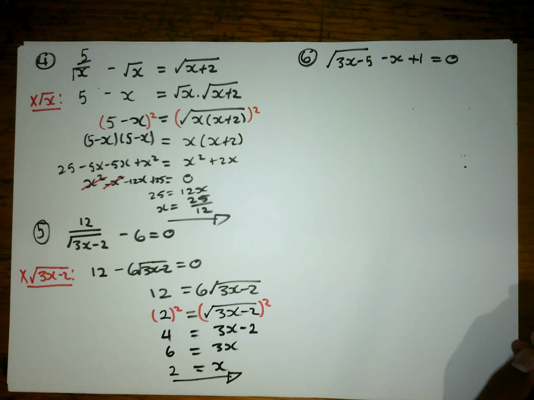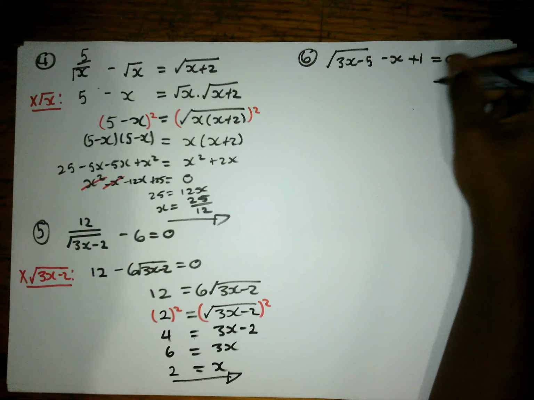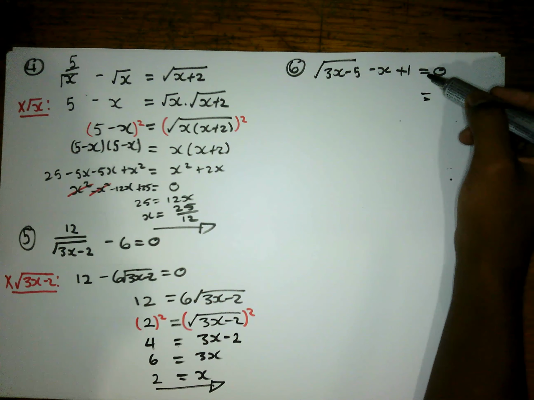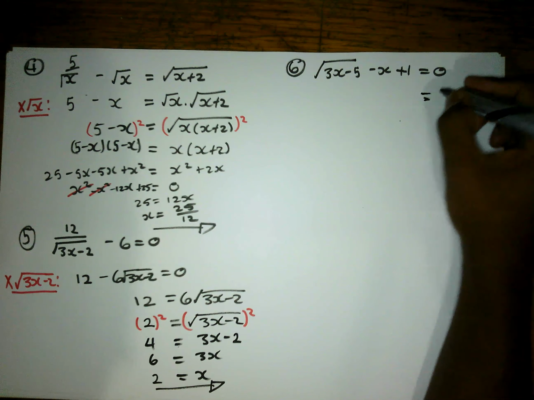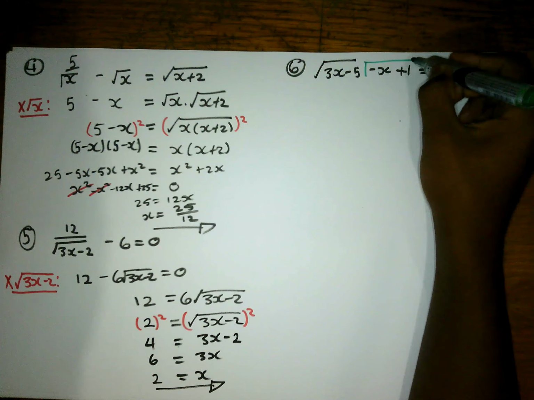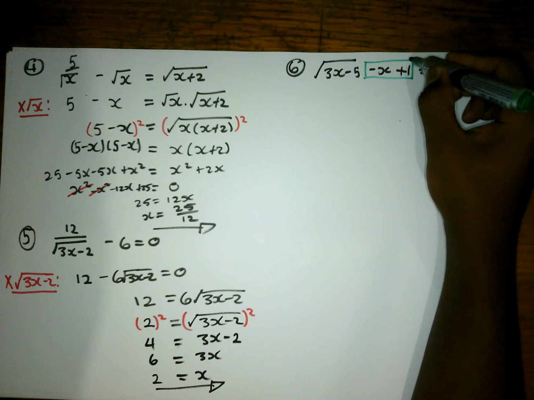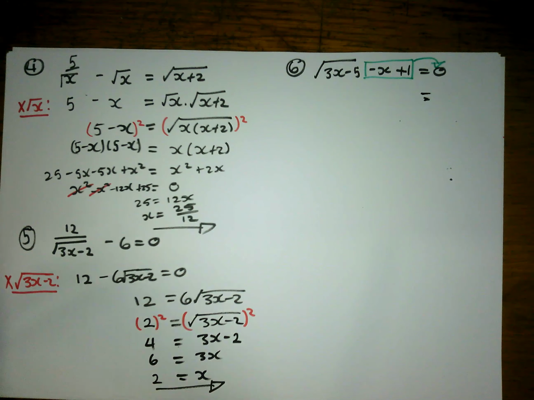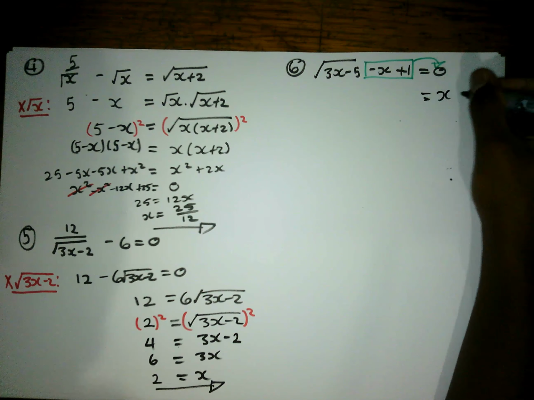So now for this last one here, we don't do anything right now. What we do first is we bring these guys to that side of the equal sign. Then we have x minus 1.